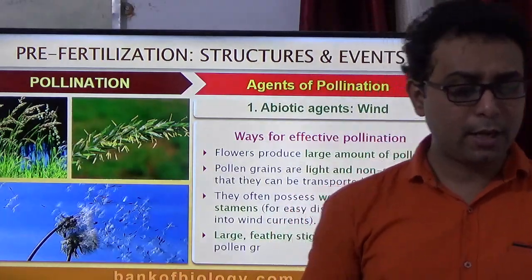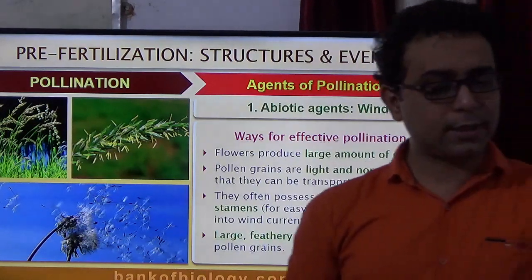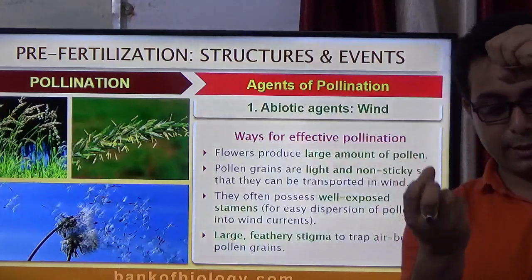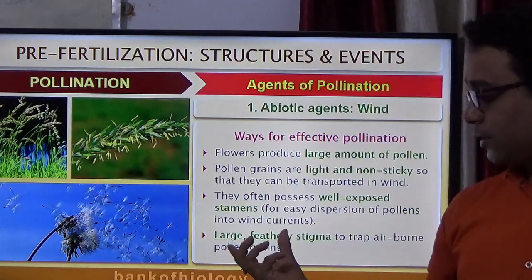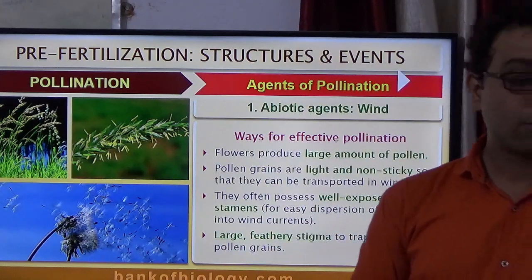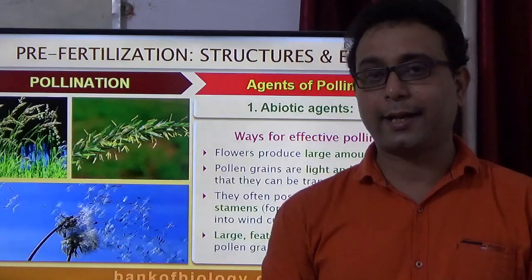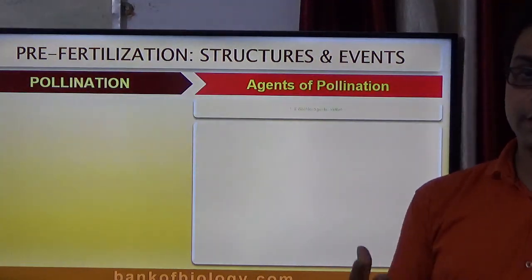Another thing is the large and feathery stigma. Why? When the pollen grains are transferred by the wind, the stigma traps the pollen grains from the air. For that reason a large feathery stigma is present. So all of these things are very important characteristic features of anemophily and wind pollinated flowers.